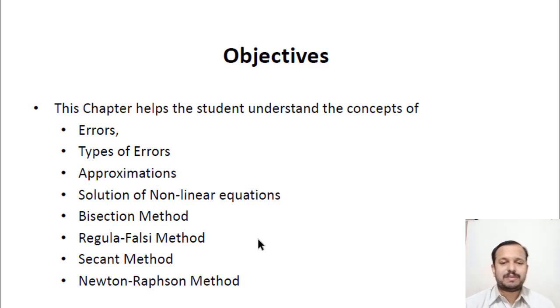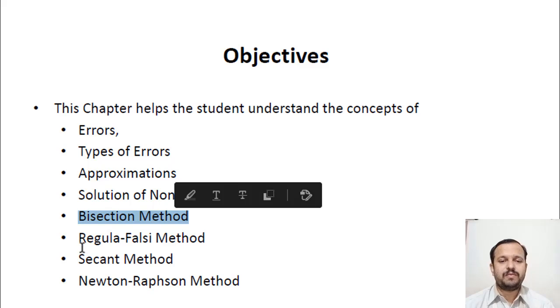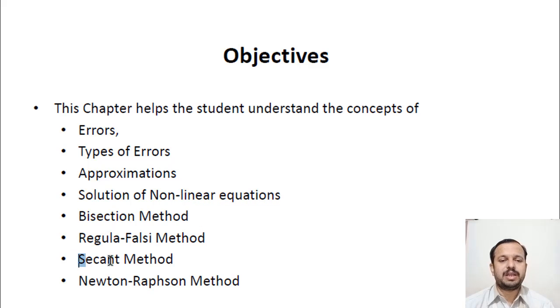So this chapter helps us to understand the concepts of errors, types of errors, approximations, solution of nonlinear equations with the help of 4 important methods. These are the 4 important numerical methods which we are supposed to study in this particular first chapter in the numerical analysis paper.